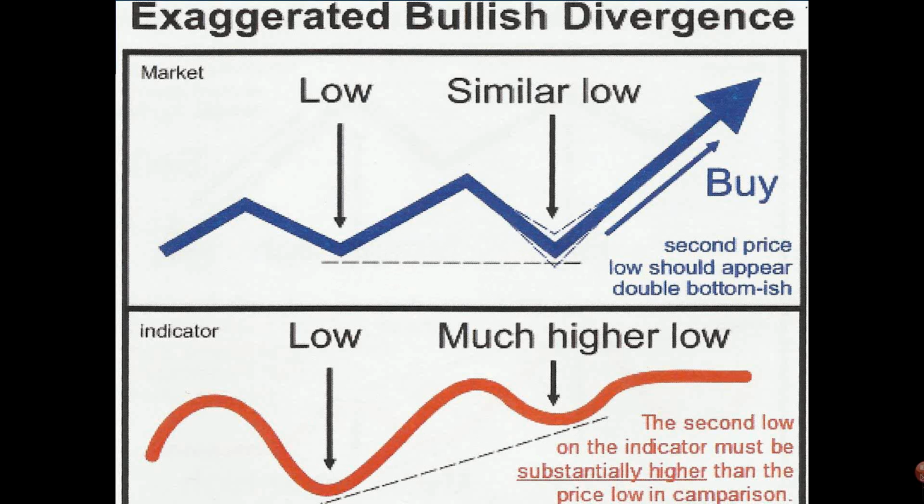Once more, in price action we have one low, then a second low, but the second low looks like a double bottom. It does not have to be perfect. At the same time, the indicator is making a higher low compared to the previous low, substantially higher. So guys, that is exaggerated bullish or reverse bullish divergence. Take a look. I will pause the screen for a brief moment and give you some time to take a look and print screen, because you also won't be seeing this very often.